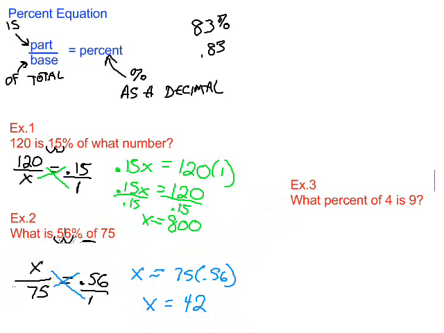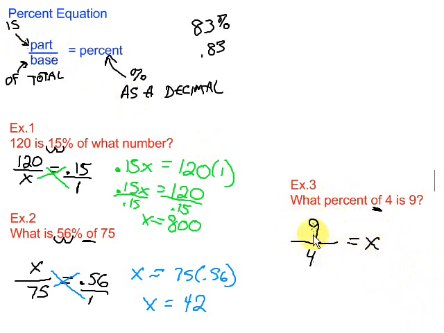Example 3. What percent of 4 is 9? Okay. Our general form, our equation is going to look something like this. Of 4. Of suggests the base, so the 4 is going to go on the bottom. Then it says is 9. Is suggests the part. If we look back up here, is the part. So the 9 is going to go on top there. And then it says what percent? Well, that's our variable right here.